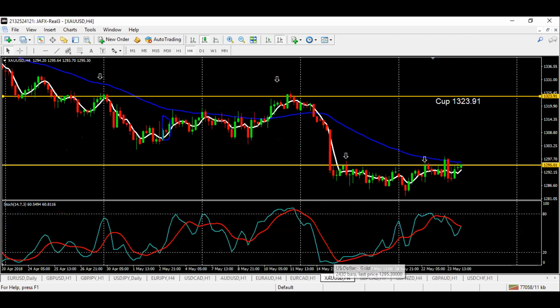So if the wick is 15 pips from the body of the candlestick, you can put the resistance line, which is your cup line, at the body. If it's over that, put it at the wick, or put it halfway between the body and the wick. So let's just say it was 20 pips between the wick and the body. I'll put it in the middle, somewhere in the middle.